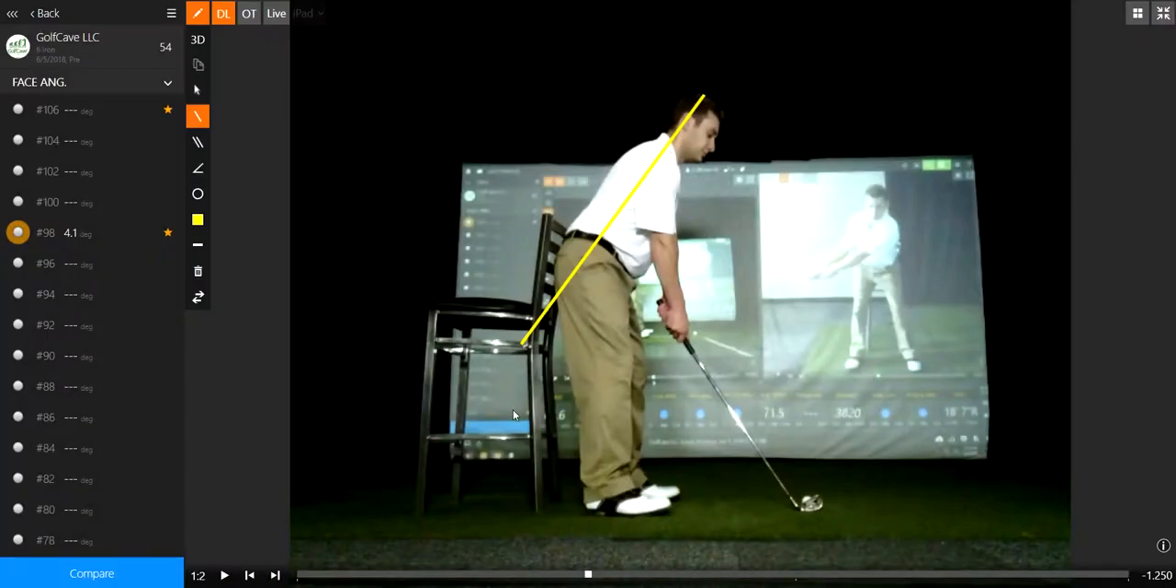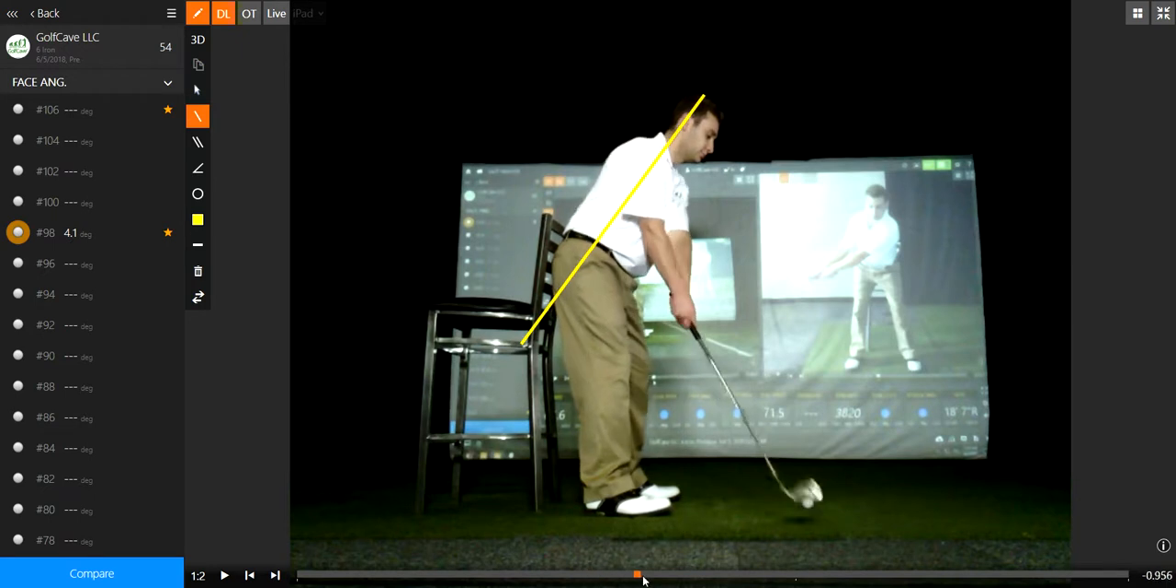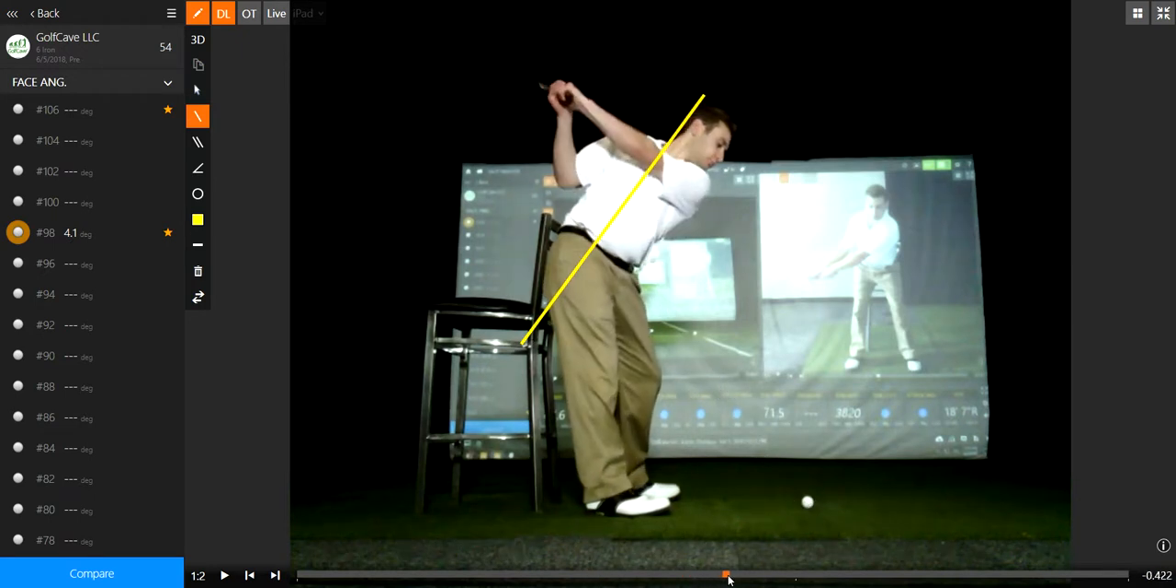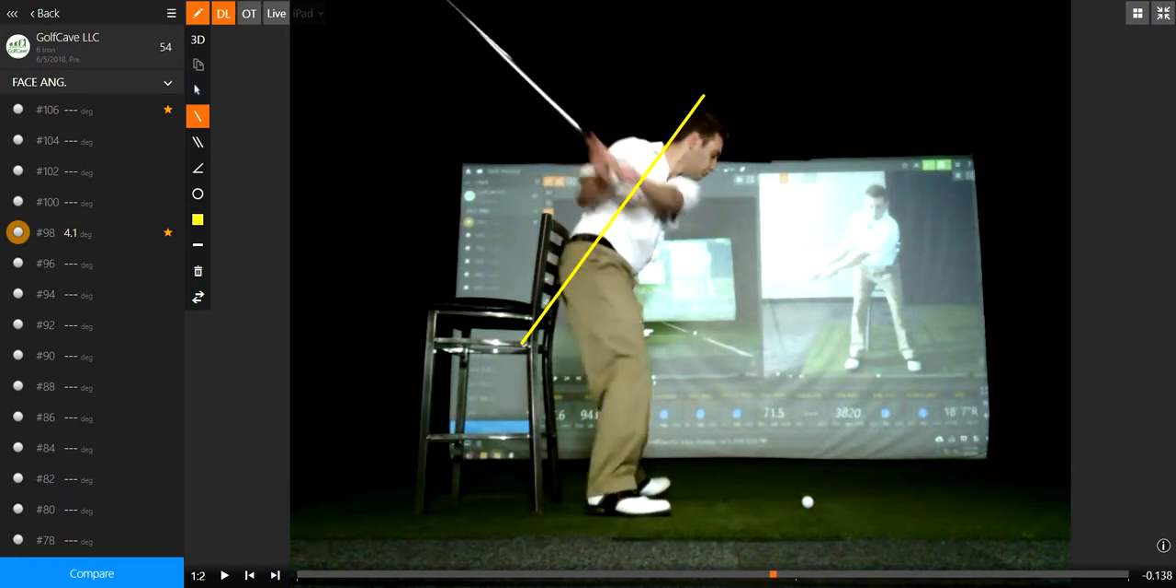Russell's going to help us today work on early extension. Early extension is when your hips come off the chair towards the golf ball. As you can see here, he's going to press his right hip back up against the chair. And the important factor here is to make sure you roll your butt across the chair and not slide your butt backwards. So here he's going to roll his butt forward across the chair.